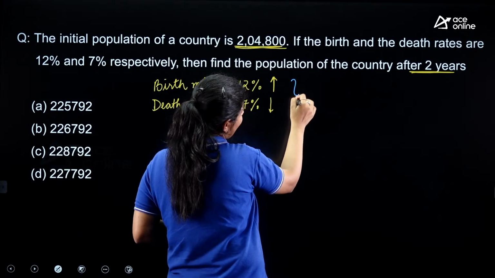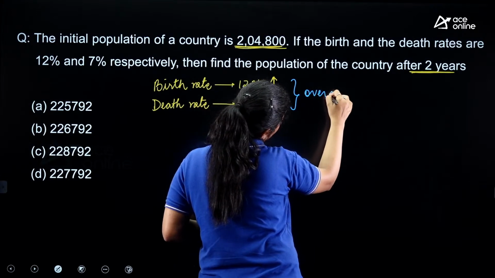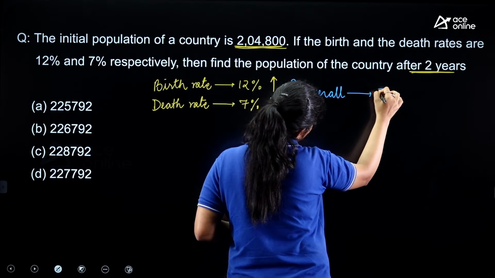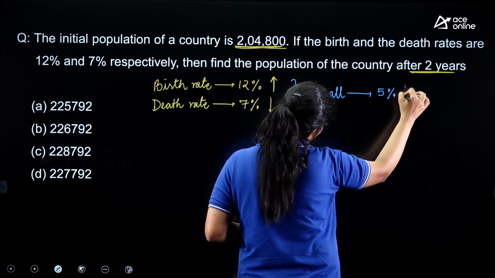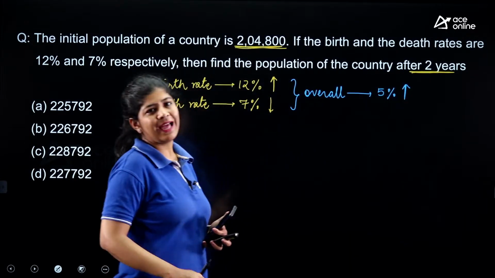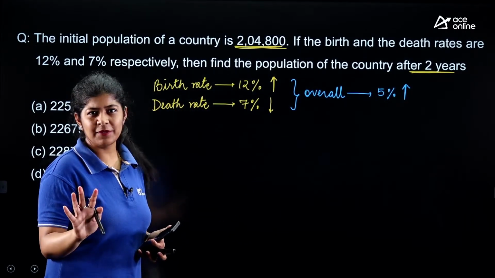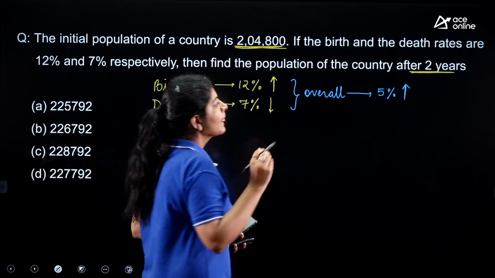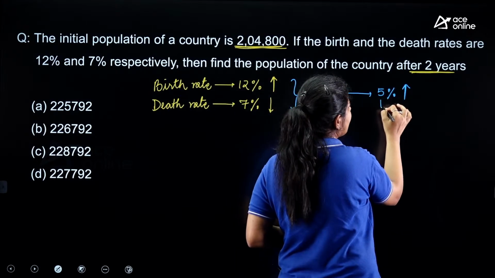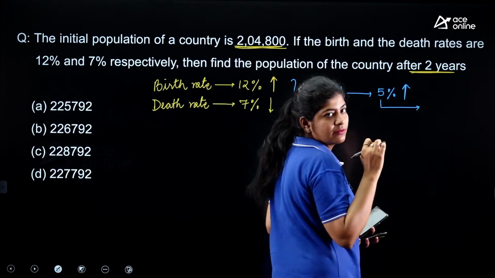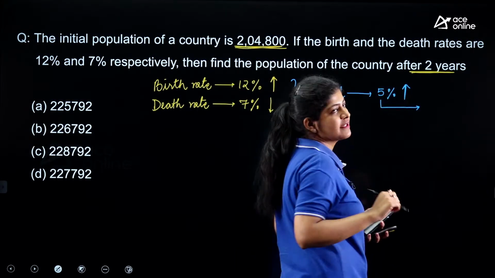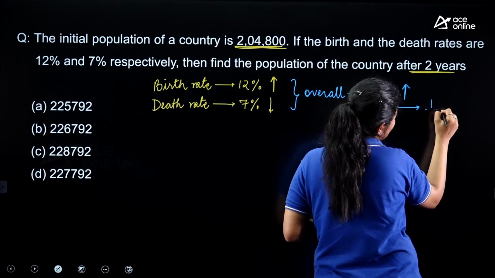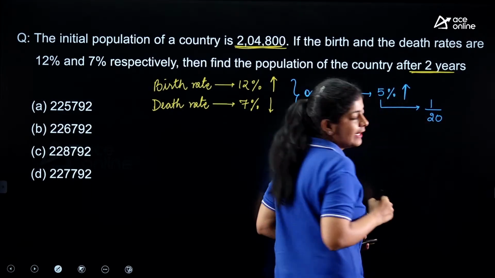So overall, I can say that there's an increment of 5% in the population, okay? And I know that if I want to write 5% as a fraction, I can write it as 1 by 20, right?